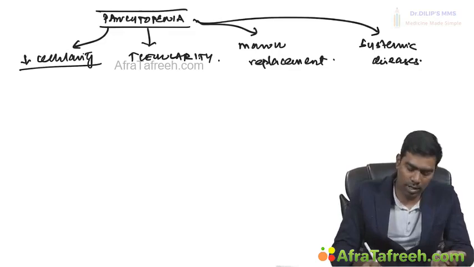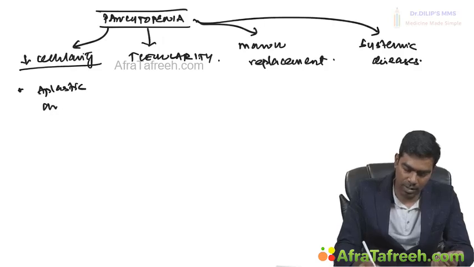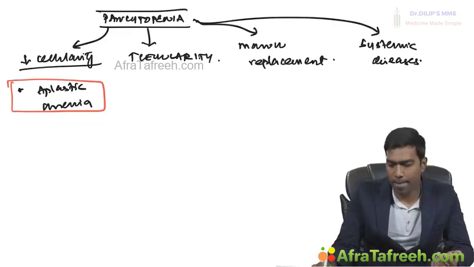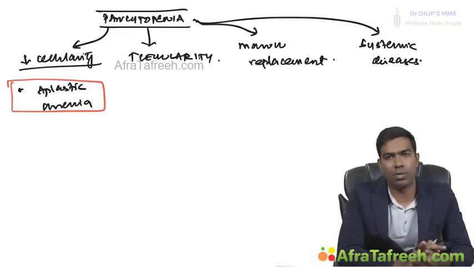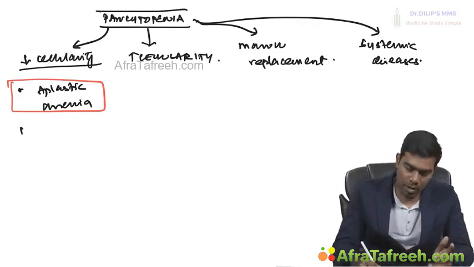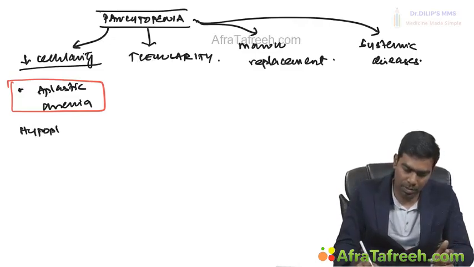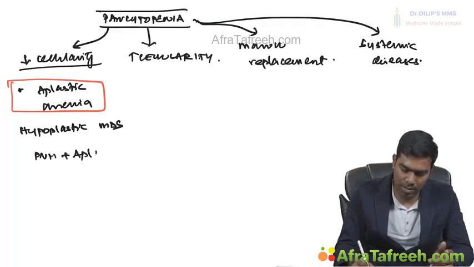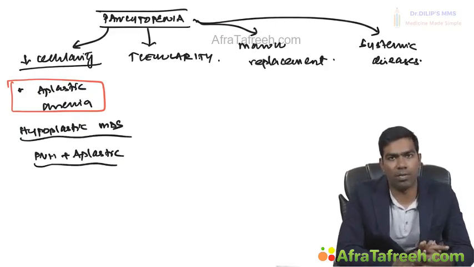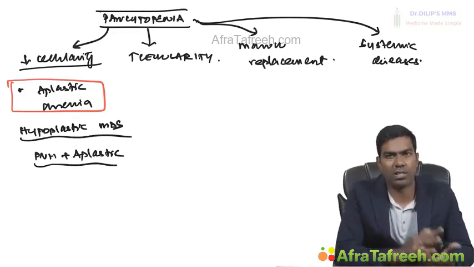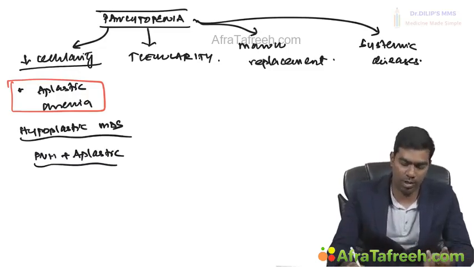Pancytopenia with low cellularity, a hypocellular marrow, you will typically see in aplastic anemia. That's a classic cause. Pancytopenia in the hypocellular marrow is typically aplastic anemia, or you can see it in a patient with hypoplastic MDS, or in paroxysmal nocturnal hemoglobinuria with aplastic anemia overlap. So in these conditions you can see a hypocellular marrow: hypoplastic MDS or PNH associated with aplastic anemia.